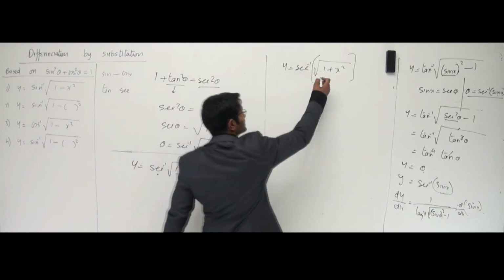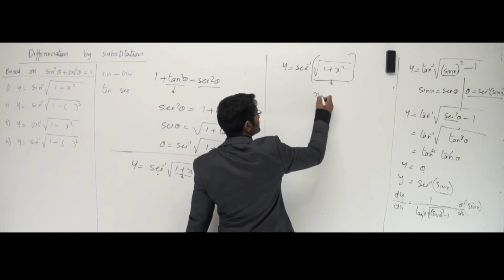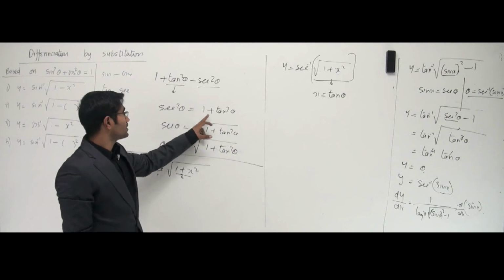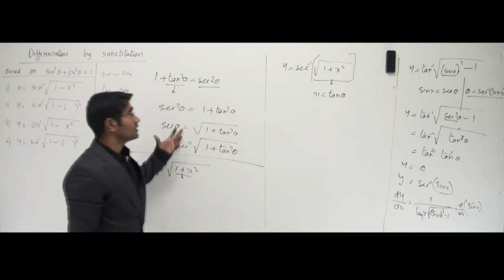How can I make this guy secant? I need to use trigonometry, so I'm taking x as tan theta. Why am I doing it? Just because I know that 1 plus tan squared is secant squared. Right? Now, see what happens.